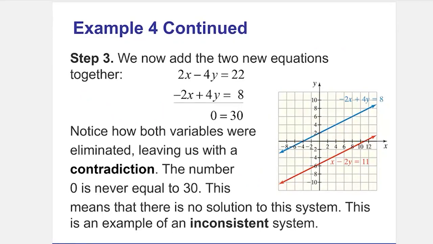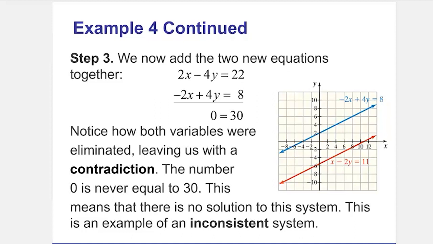Okay, so we saw the same thing. We added the two equations. We got 0 equals 30, and we can see that both of the variables were eliminated. So we have a contradiction. 0 does not equal 30. This means there's no solution, and this is an example of an inconsistent system.